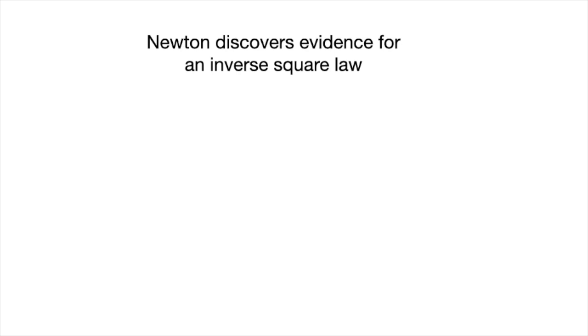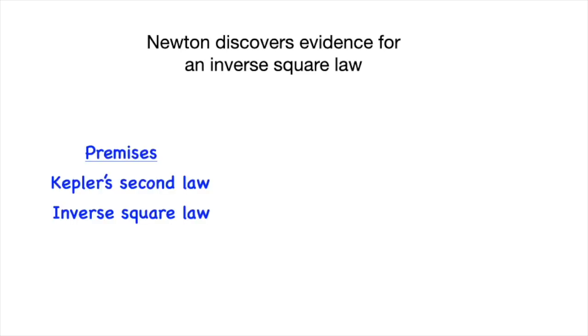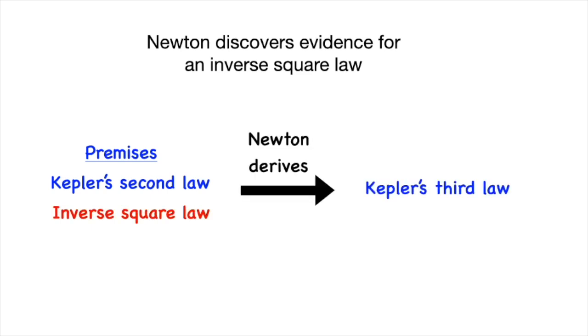Here is a short summary of the logic behind Newton's proof. He took as his premises Kepler's second law and an inverse square law. He did not assume Kepler's third law to be true. Instead, he derived Kepler's third law from his two premises. This is what it means to say that an inverse square law is logically consistent with Kepler's laws.